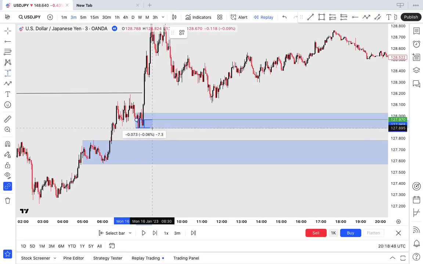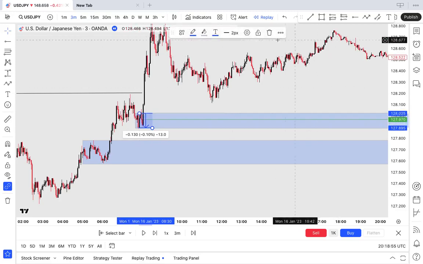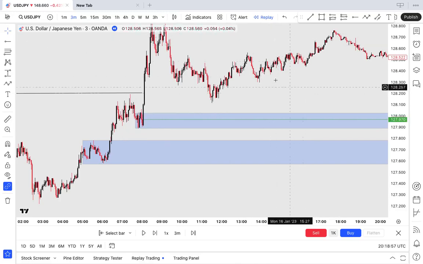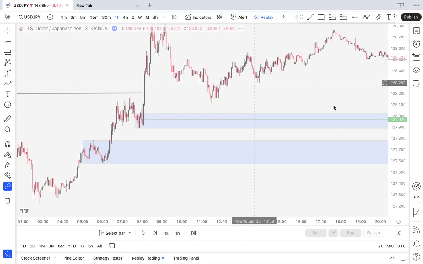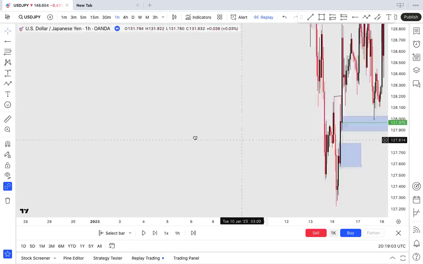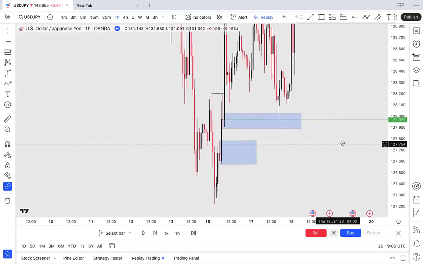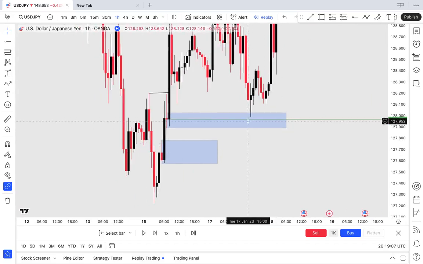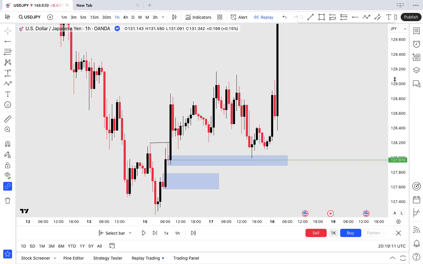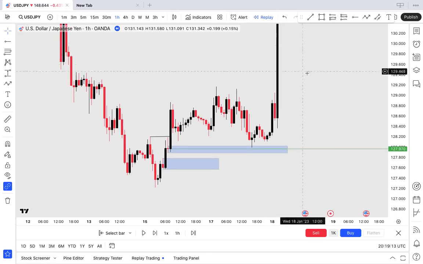There are 7 here, 7 pips. Then from here there are 12. So they are all good. You can enter on any you feel like. So let us go back to our 1 hour time frame and see what went wrong. Okay, so this one for 7 pips wasn't activated. The one for 12 pips, it was activated.